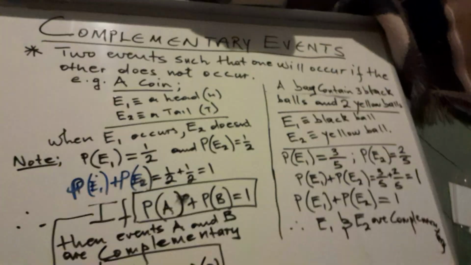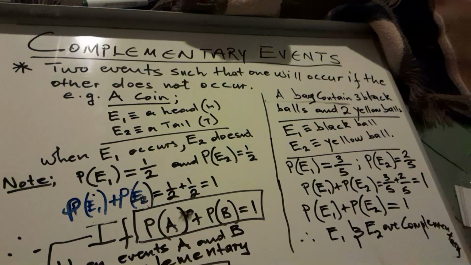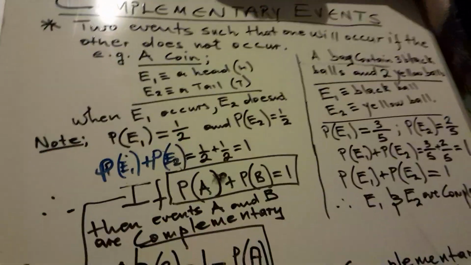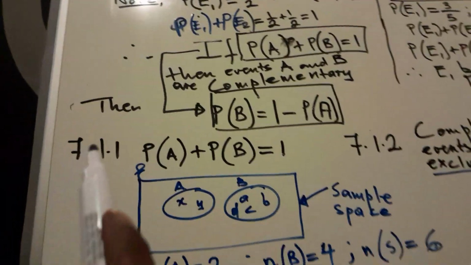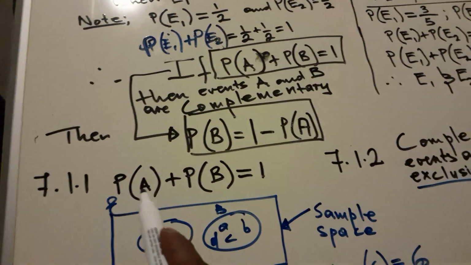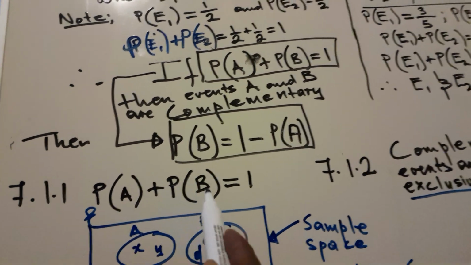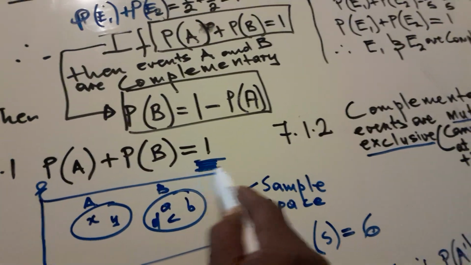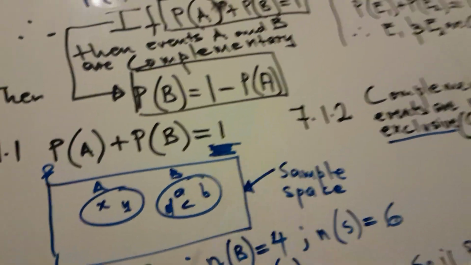So, how do you check that two events are complementary? If you add their two probabilities and you get 1, then you know that you can classify the events as complementary. Now, heading straight to 7.1.1, you were to complete the statement here that probability of A plus probability of B, you're supposed to have got 1 here. It is 1 since events A and B are complementary.